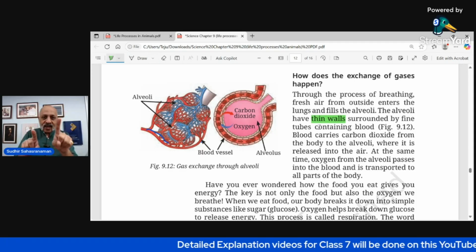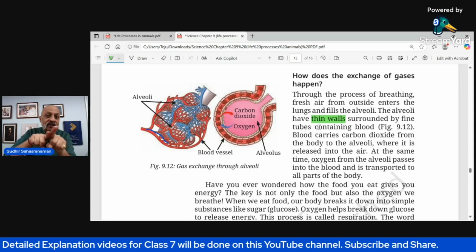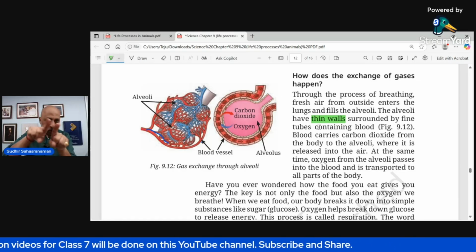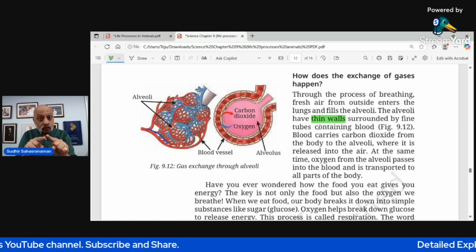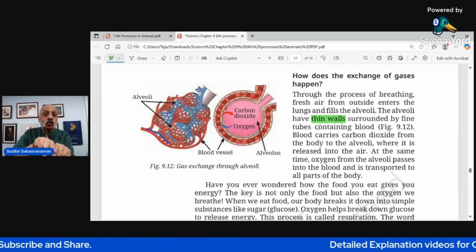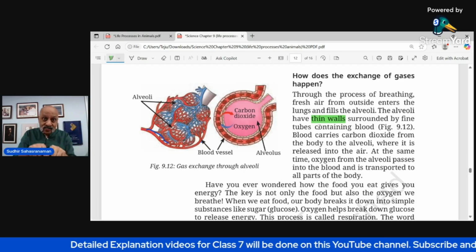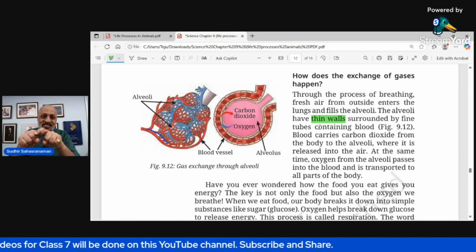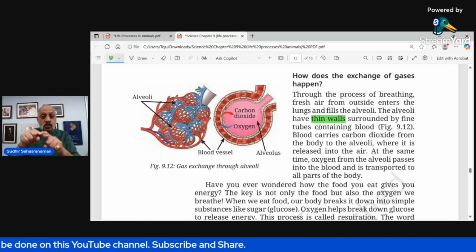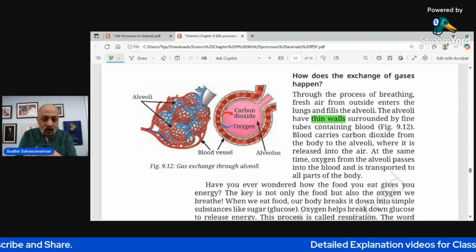So if this is the alveoli, it is also surrounded by blood vessels which are containing blood. Okay, these are very close to each other. Now the blood carries the carbon dioxide from the body and transfers it to the alveoli. And the alveoli contain oxygen, the fresh oxygen that has come from outside. It transfers it into the blood vessels. So this exchange of gases, oxygen and carbon dioxide, takes place between the alveoli and the blood vessels.